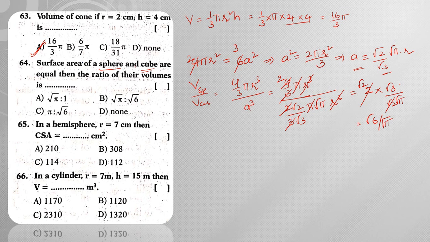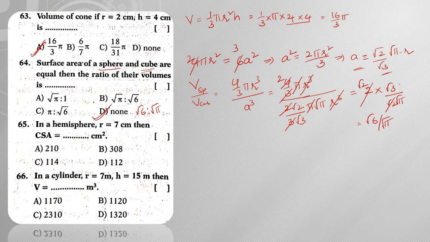Hence the answer is root 6 is to root pi. Hence the answer is none. Right? So here the answer is none. If they had given cube by sphere, then it would be root pi is to root 6. Then option B will come.